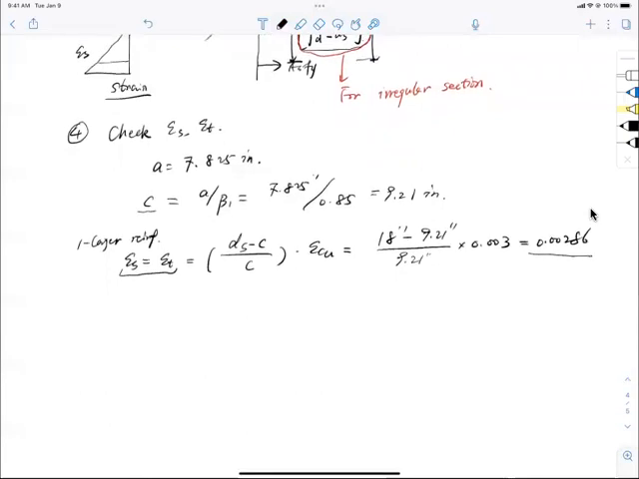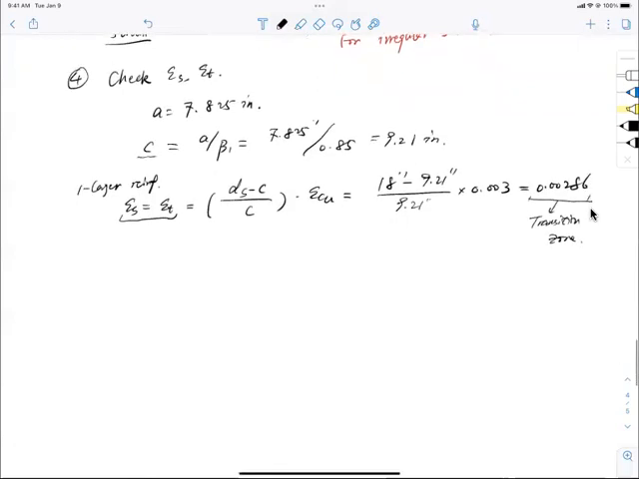It's a great Thursday, right? So epsilon T equal to epsilon S was 0.00286. Am I happy about it? Or should I be happy about it? Well, it's not in the tension controlled area. It's in the transition zone. Exactly. So this is in the transition zone, right? So what does it imply? We have to calculate a phi value. Phi, right? Strength reduction factor, right? Great, thank you so much, Sean.